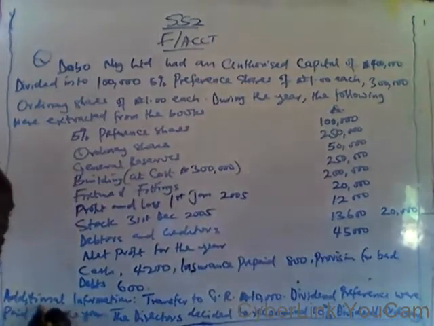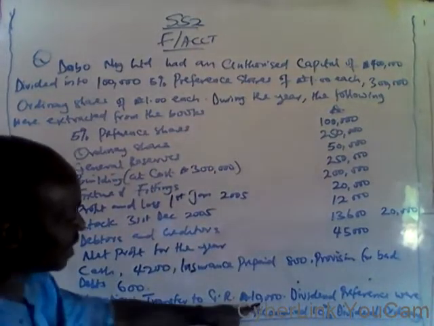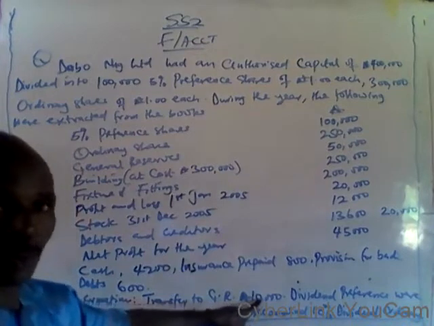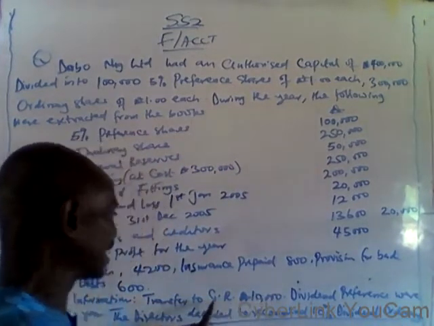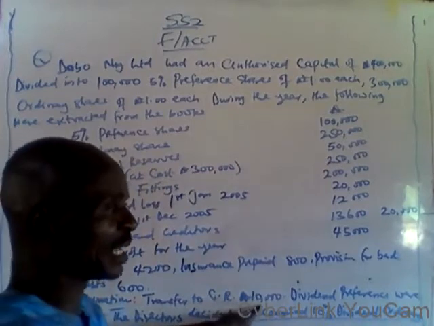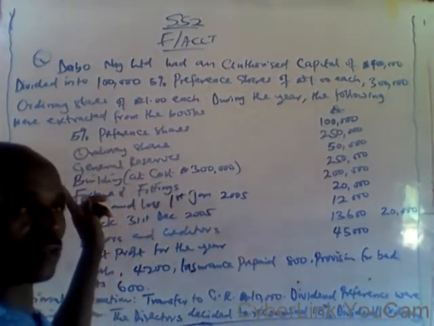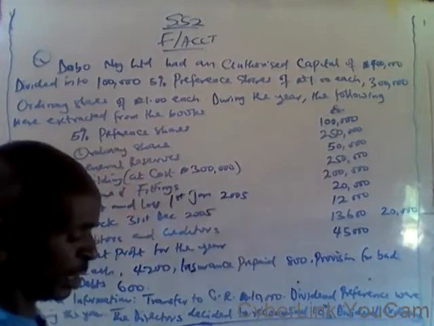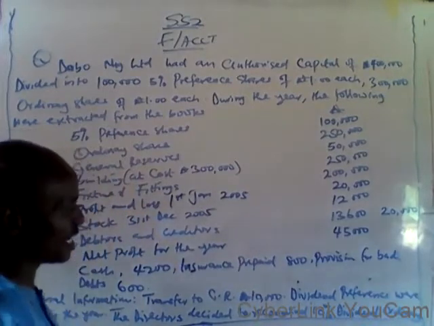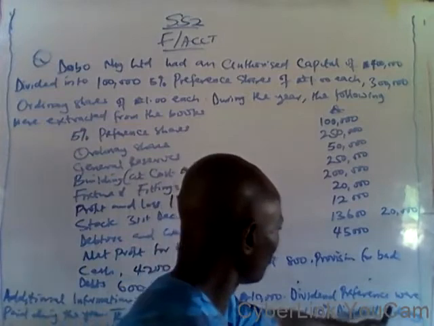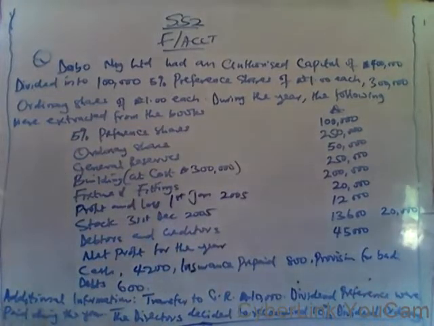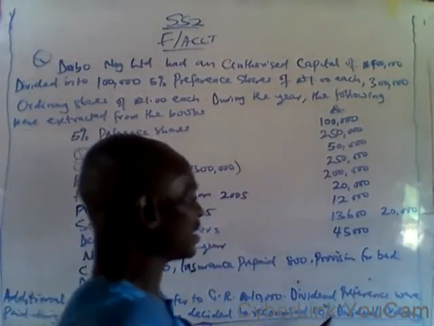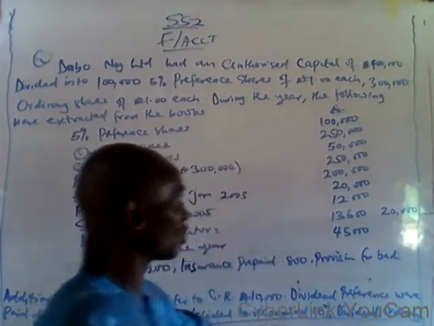Under additional information, you have a transfer to general reserve. When you prepare your profit and loss appropriation account, just write general reserve 10,000 naira on the debit side. And remember, you are given the clause that the dividend for preference shares was paid during the year. Therefore, there is no dividend to calculate for this account. The directors decided to recommend a 10% dividend on ordinary shares.